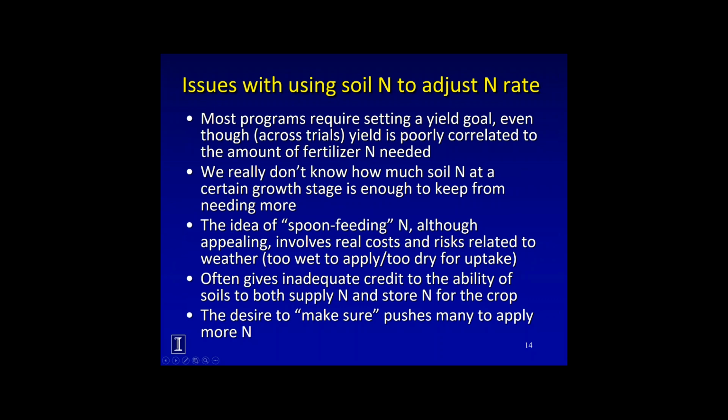This often gives inadequate credit to the ability of the soils, and I've made that point as well, to both supply nitrogen and store it for the crop. And our desire to just make sure we have enough is still alive and well. Some people think, well, if I'm going to get a good yield from this, I'm just going to have to go out and buy more nitrogen to make sure it doesn't run out.